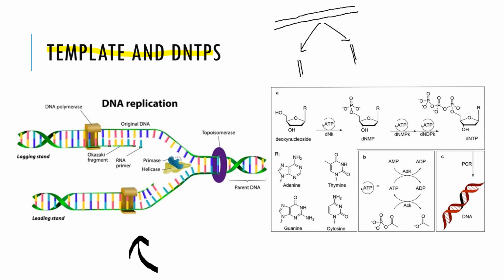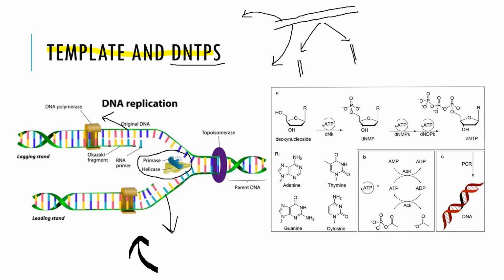Here you can see that one strand of DNA acts as a template for one strand, and this other strand of the DNA acts as a template for another strand. After the activity of the helicase, the strand has been unwound. So out of 2 strands, this strand will act as a template for the leading strand, and this other strand will act as a template for the lagging strand.